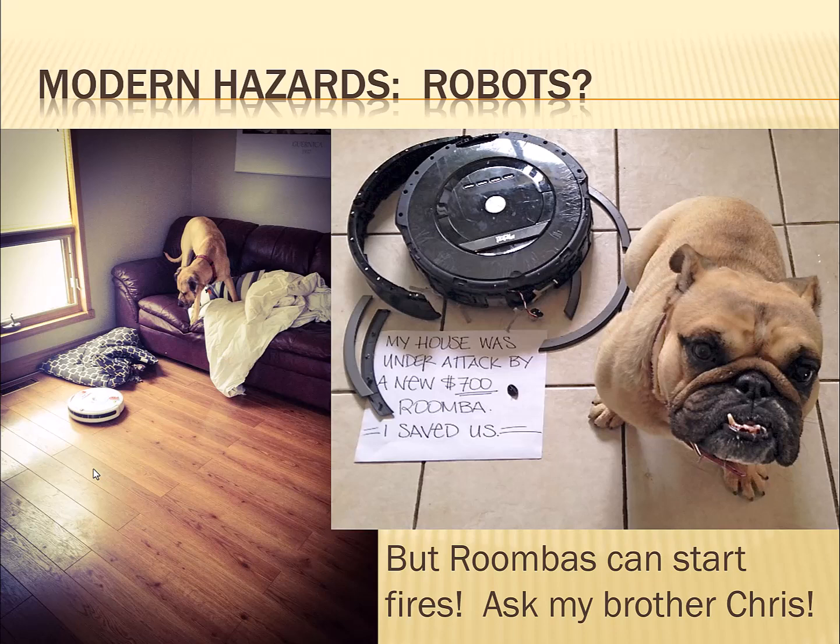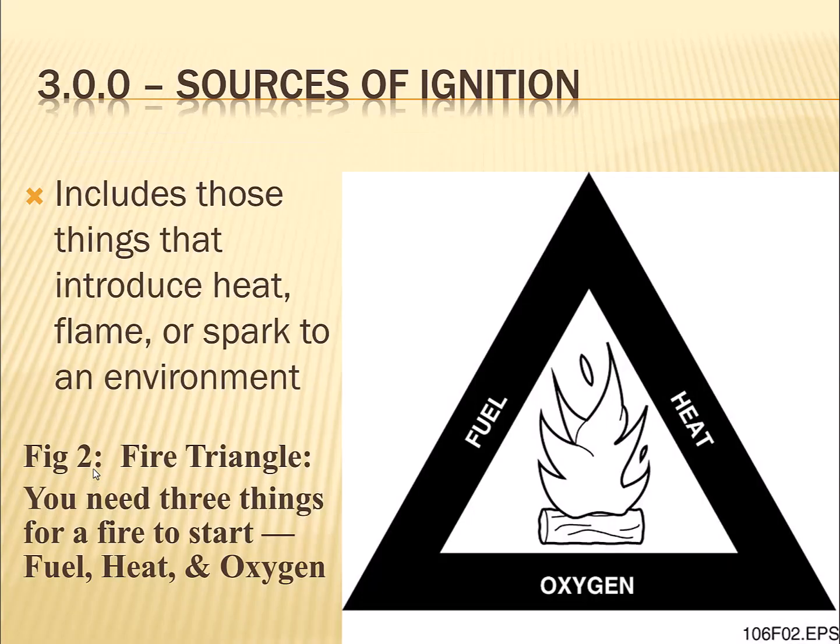Anyways, so sources of ignition, we have this fire triangle, that in order to have a fire, you've got to have all three of these things. Fuel, and you have to have heat to make the fuel ignite, and you have to have oxygen. And if you can remove any one of these three, you can keep the fire from happening, or you can stop the fire from happening in varying degrees of success.